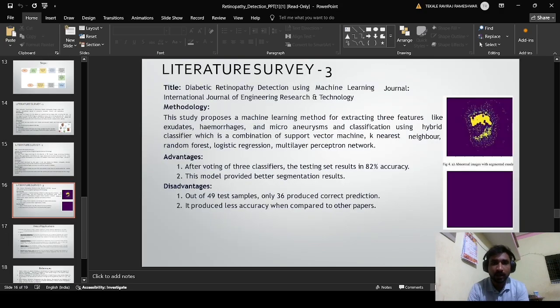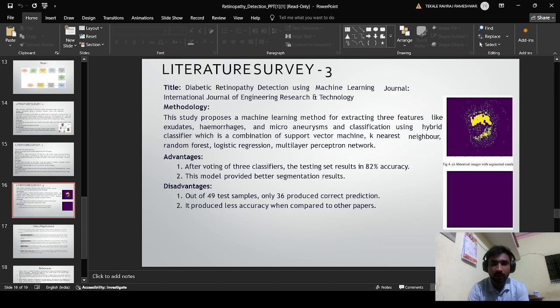The third paper is diabetic retinopathy detection using machine learning, from the International Journal of Engineering and Research Technology. This study proposes a machine learning method to extract three features, like exudates, hemorrhages, and microaneurysms, and classify them using a hybrid classifier, which is a combination of support vector machine, k-nearest neighbor, random forest, logistic regression, and multi-layer perceptron network. The advantage of this paper is that after voting among the classifiers, the testing set result is 82% accuracy. This model provides a better segmentation result.